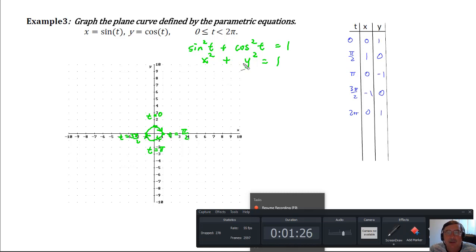So once again, we have eliminated the parameter by using one of our Pythagorean identities, probably one of the most important ones in trigonometry.